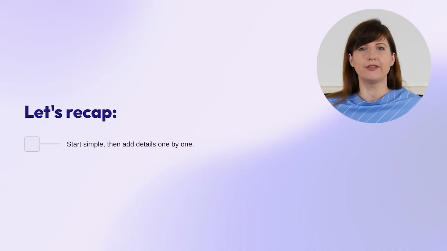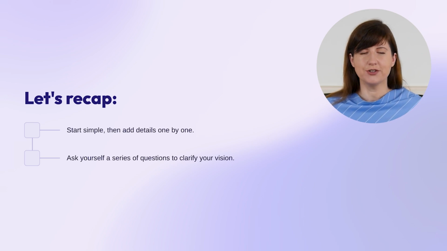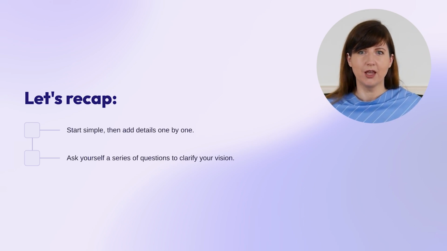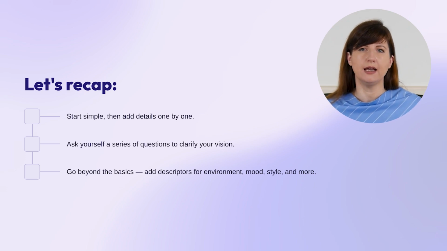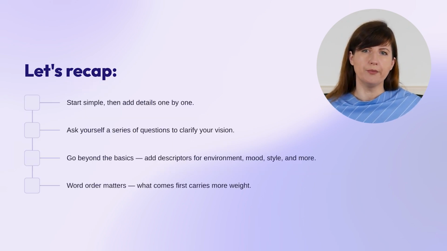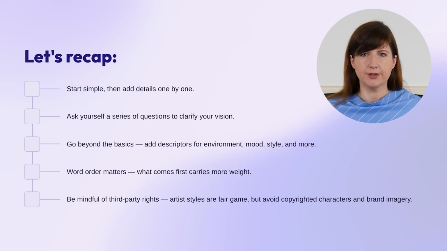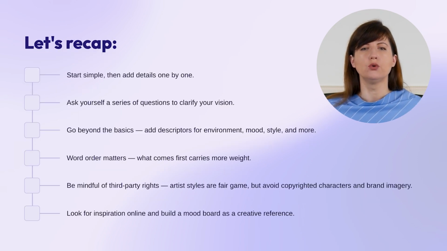To recap, here are the 7 tips. Start simple, then add details one by one. Ask yourself a series of questions to clarify your vision. Go beyond the basics, add descriptors for environment, mood, style, and more. Word order matters. What comes first carries more weight. Be mindful of third-party rights. Artist styles are fair game, but avoid copyrighted characters and brand imagery. Look for inspiration online and build the mood boards as a creative reference.